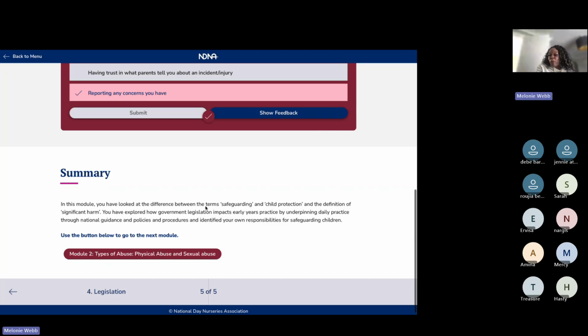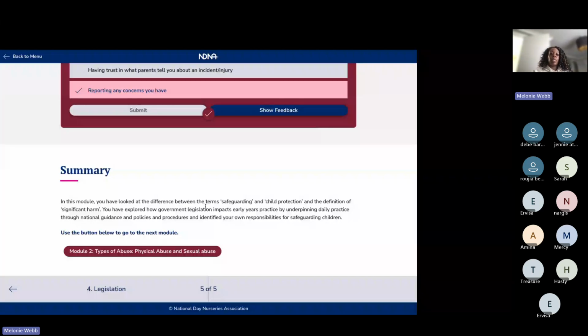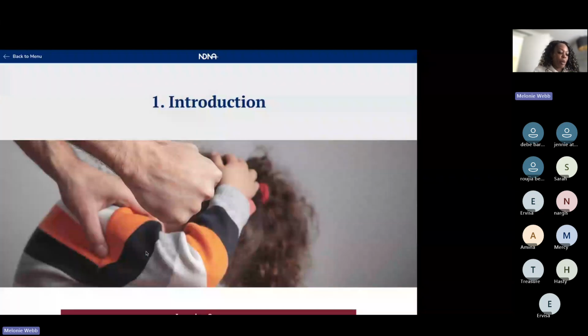So in that module, we have looked at the difference between the terms safeguarding and child protection and the definition of significant harm. We've explored how government legislation impacts early years practice by underpinning daily practice through national guidance and policies and procedures, and identified our own responsibilities for safeguarding children. That was a nice quick module.